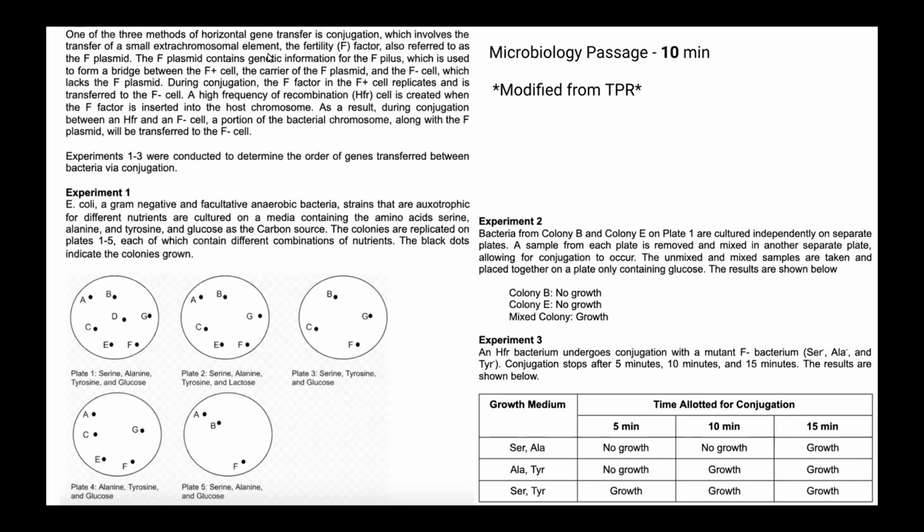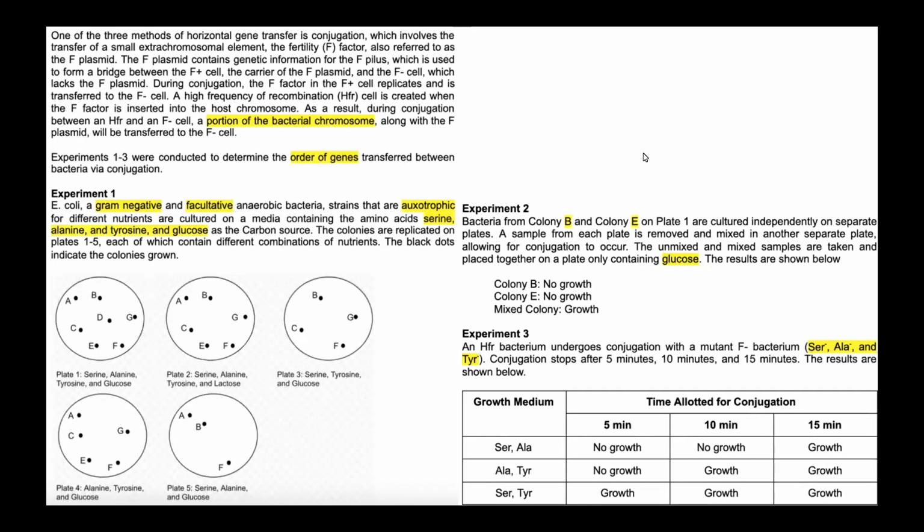All right, so it doesn't matter if you didn't get to answer all of the questions because we'll go over them now. So this is an example of what I would have highlighted. This first paragraph is just explaining how conjugation works, but I highlighted a portion of the bacterial chromosome because that's the key feature of HFR conjugation. The whole point of HFR cells is that they transfer a bit of the host chromosome to the recipient chromosome, which is how new genes are introduced.